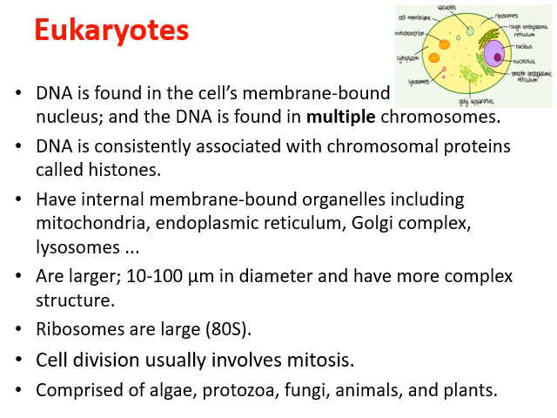The cell division is by mitosis, and there are many examples of eukaryotic cells like the algae, protozoa, fungi, animals, and plants.